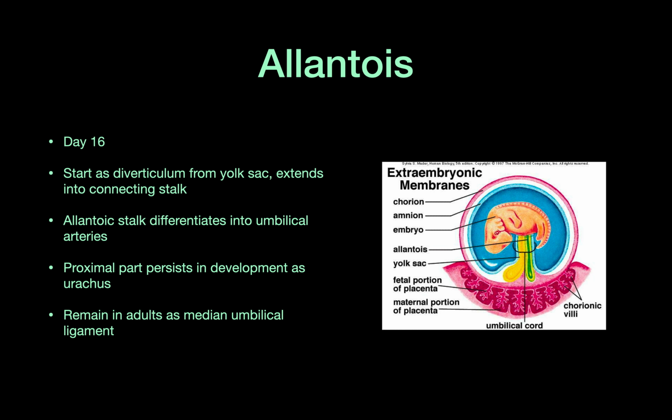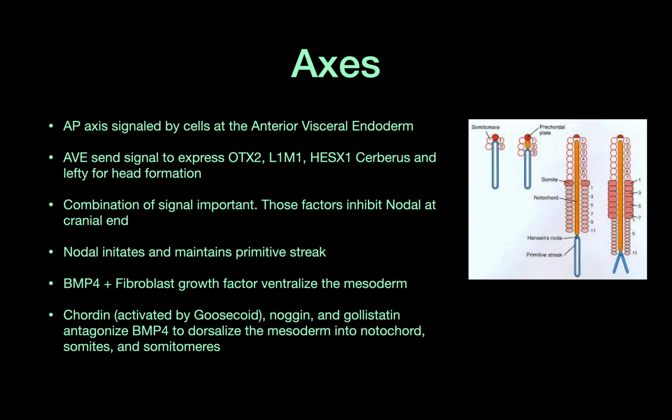So the allantois develops by day 16, and it begins as a diverticulum from the yolk sac, and it extends into the connecting stalk. The allantoic stalk will differentiate into the umbilical arteries, and the proximal part will persist in development as the urachus, and then eventually it will degenerate, but part of the allantois will remain in the adult as the medial umbilical ligament.